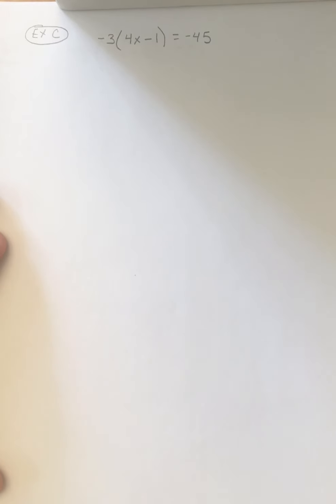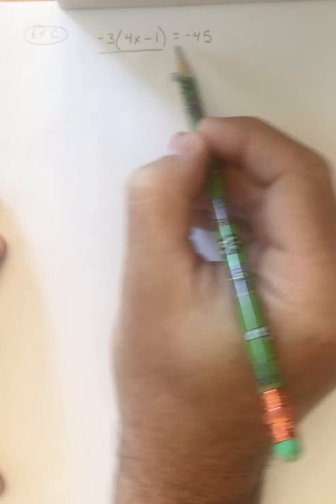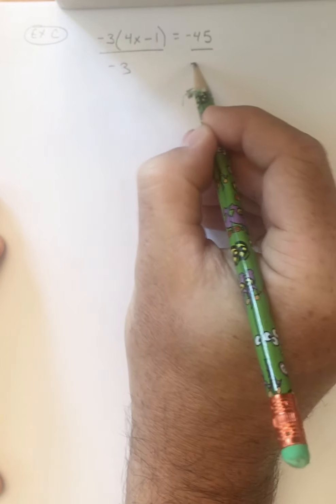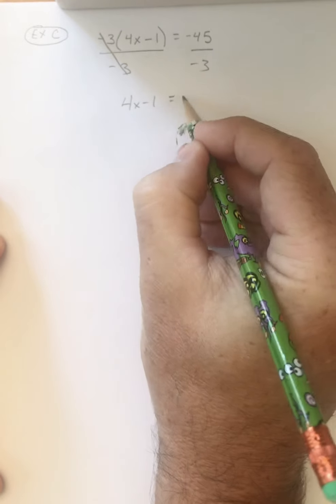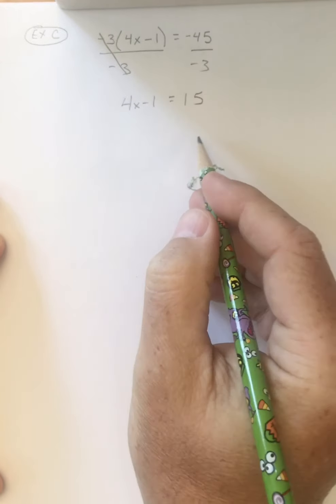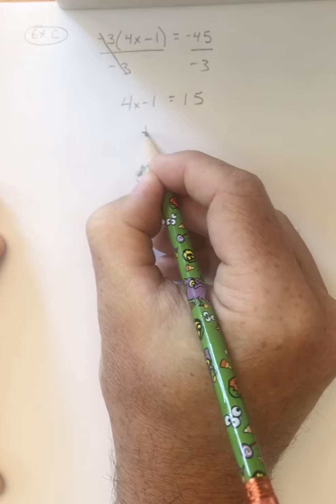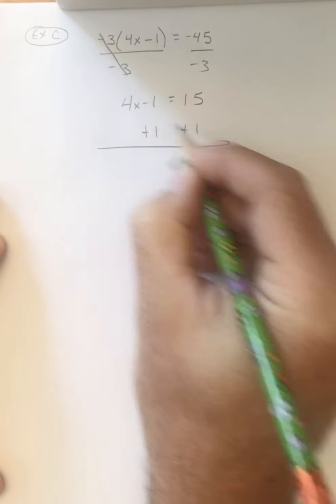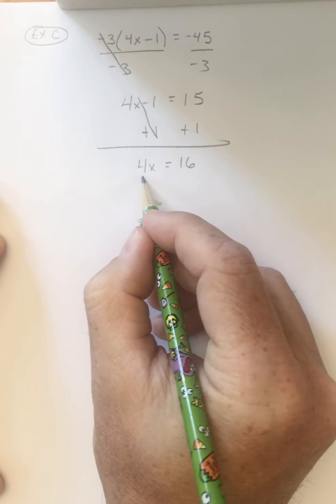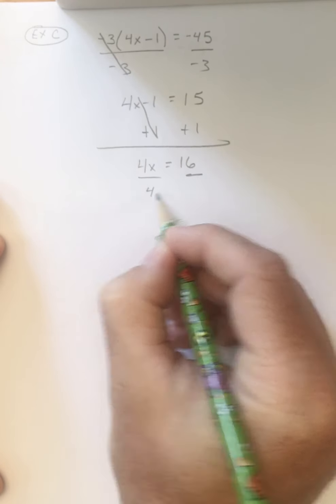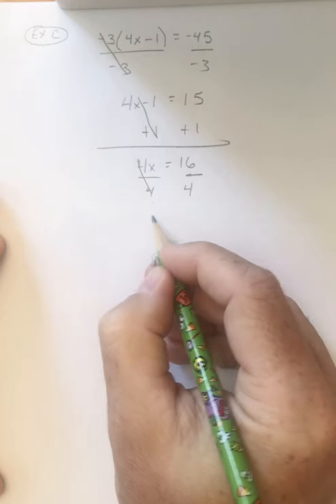Here's another example. I'm not even going to bother to do it the first way. Okay? Here we go. Divide both sides by -3. Cancels. 4x minus 1 equals 15. Negative divided by negative is a positive. Add 1. Cancels. 4x equals 16. Divide both sides by 4.